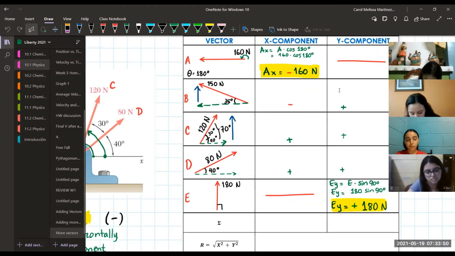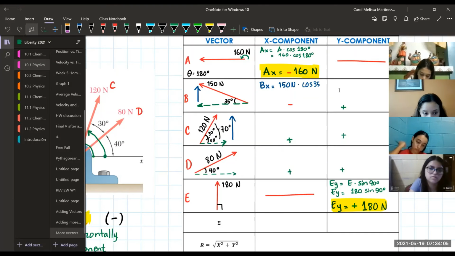So we say Bx is equal to 150 Newton times cosine 35 degrees, and By is equal to 150 Newton sine of 35 degrees. The reason is that the y component is in front of the angle, so we are going to be using sine. Now, how much is Bx?